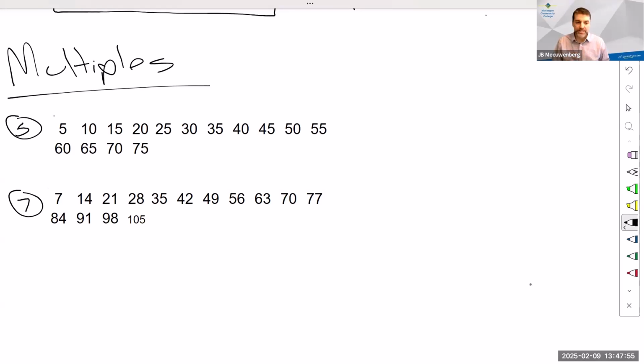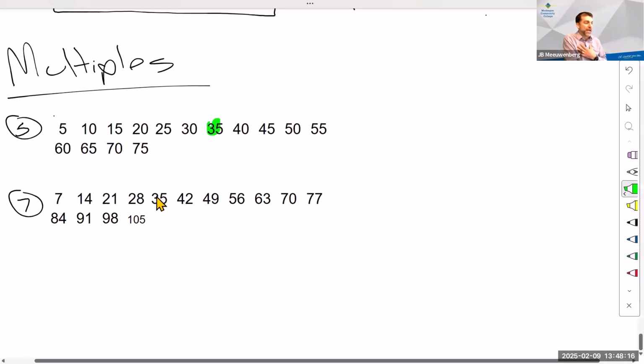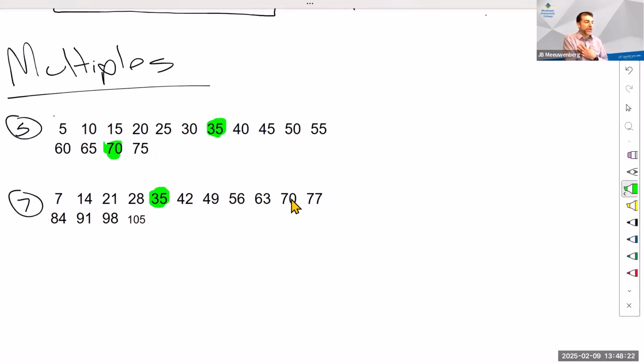And just take a moment to notice things. What do you notice about those two lists? One thing you might notice is that there are some numbers that show up in both lists. So let's find them all. Let's find all the numbers that show up in both lists. Well, I see 35 here and 35 there. I also see 70 here and 70 there.